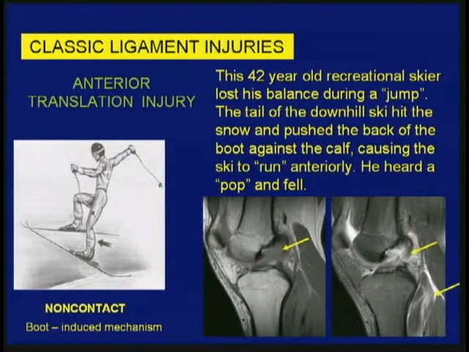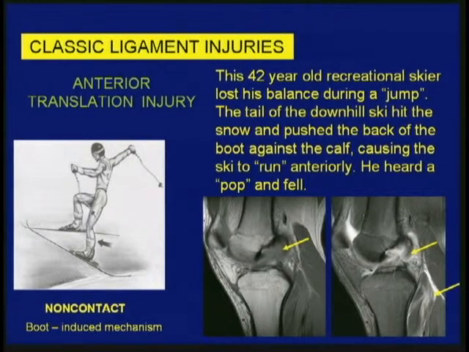This is a 42-year-old recreational skier who lost his balance during a jump. The tail of the downhill ski hit the snow and pushed the back of the boot against the calf, causing the ski to run anteriorly. He heard a pop, the ACL, and he fell. And you can see beautifully this tear involving the anterior cruciate ligament, and again, the association with popliteus muscle myotendinous injury.